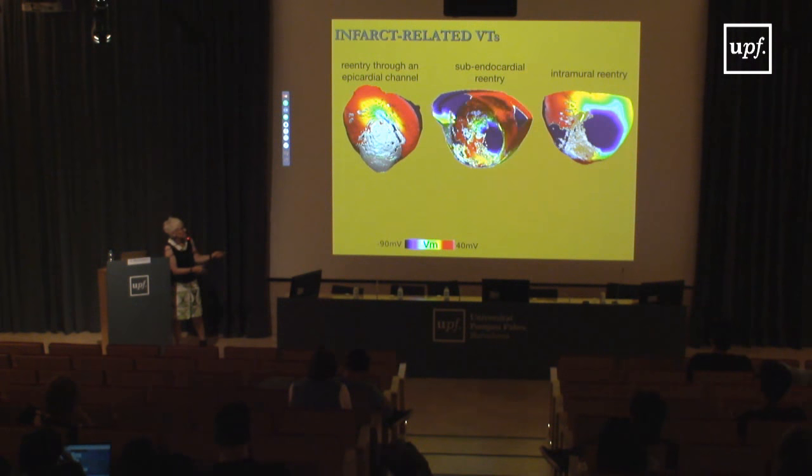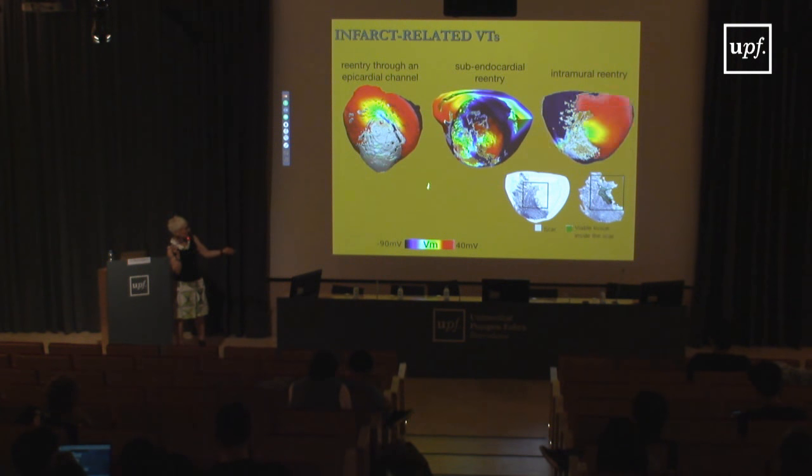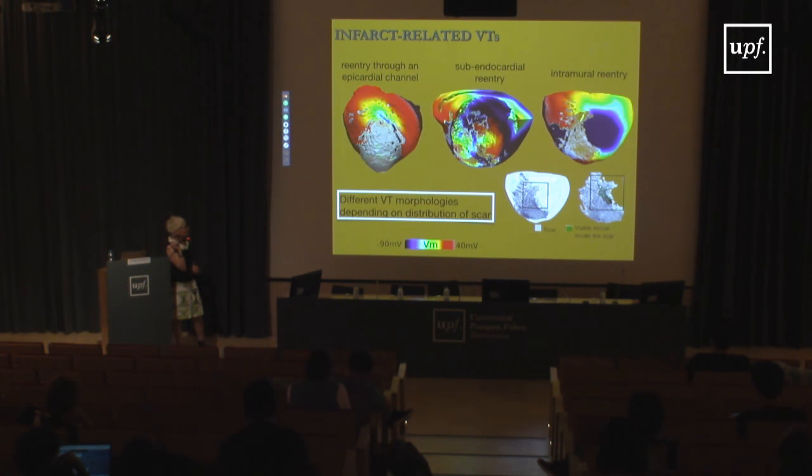In this one we have an intramural reentry, so it goes between epi and endo, and I actually have a figure here showing how it goes from one surface to another across the wall. And so in all these hearts, we had different types of arrhythmias. And what we did next was we wanted to characterize the different morphologies as a function of this distribution of the scar.